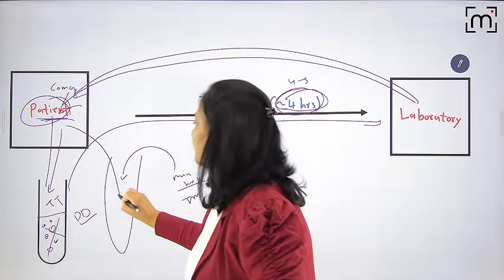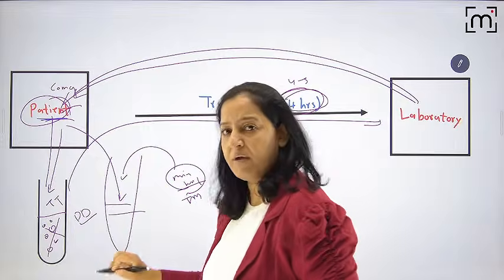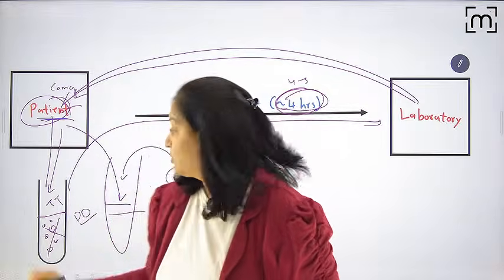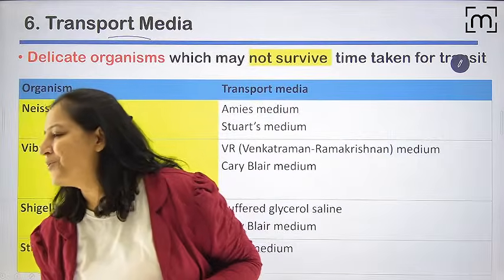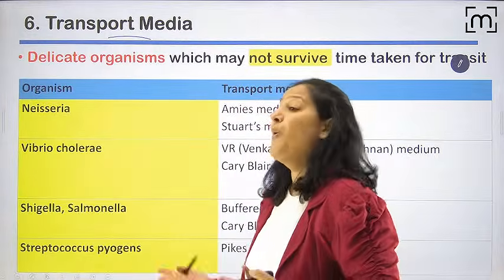So collect the specimen in transport media which contains minimum nutrition, so that bacteria will not divide, but at least will not die. So we will get the live bacteria to the laboratory, and that is the meaning of the transport media. How many of you got it? Now, who are delicate darlings?